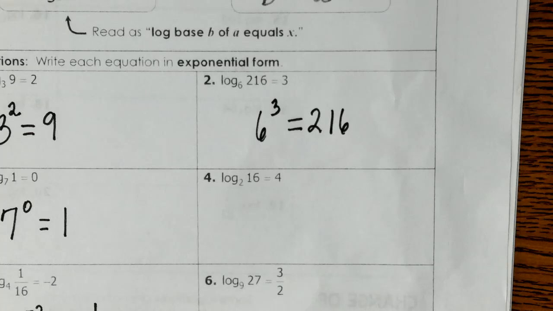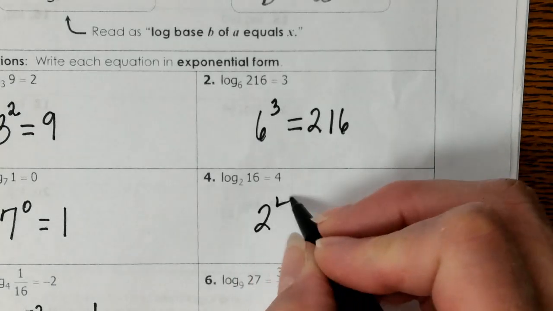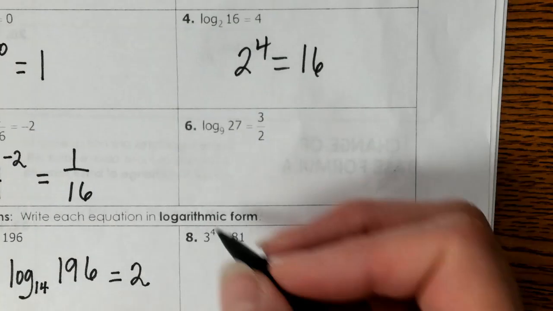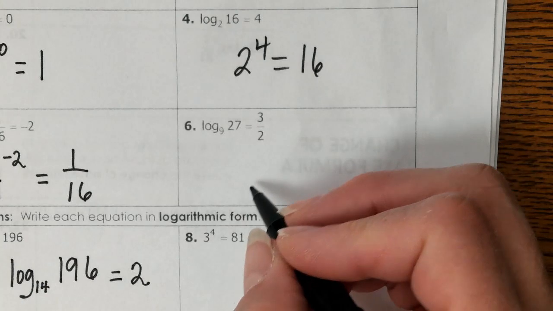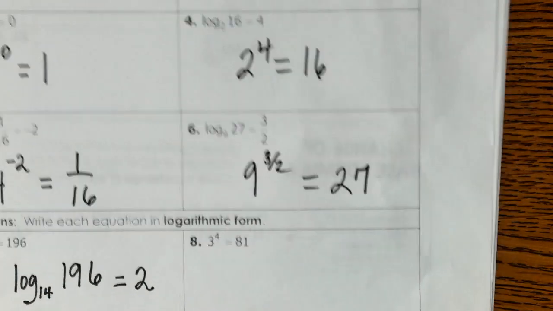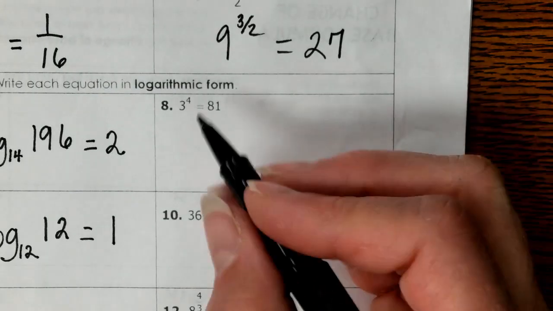Okay, very good. 6 to the 3rd is 216. What about number 4? 2 to the 4th equals 16. Very good. 2 to the 4th is 16. What about number 8? 6. Very good. 9 to the 3 halves equals 27. What about number 8?